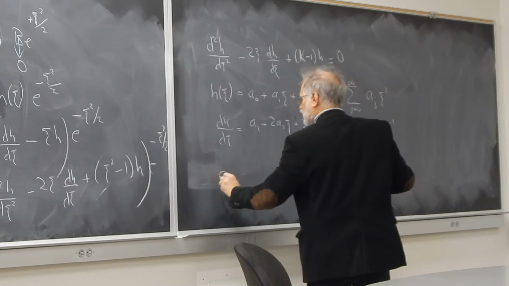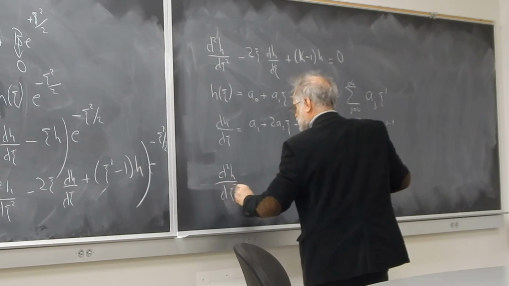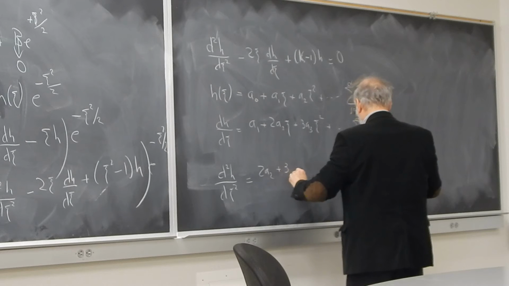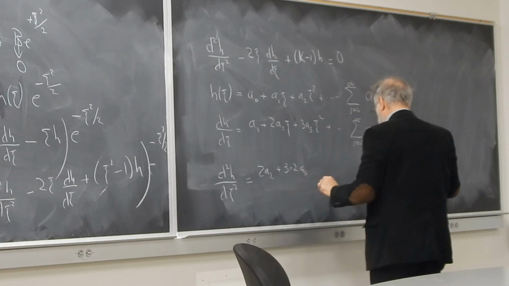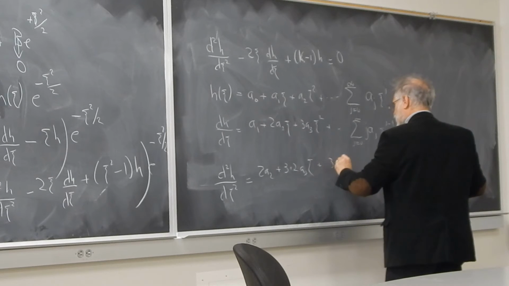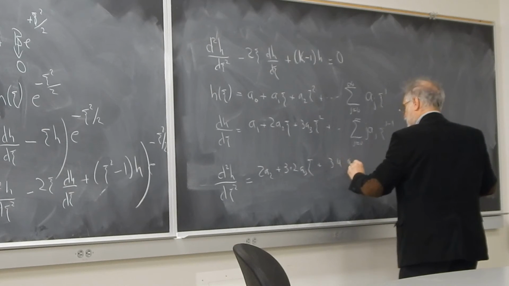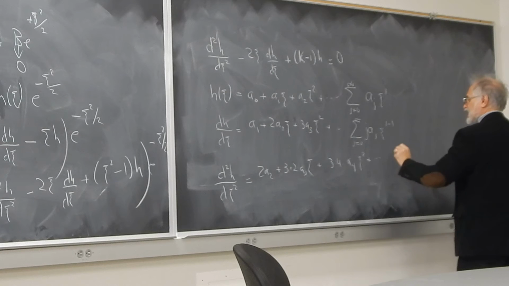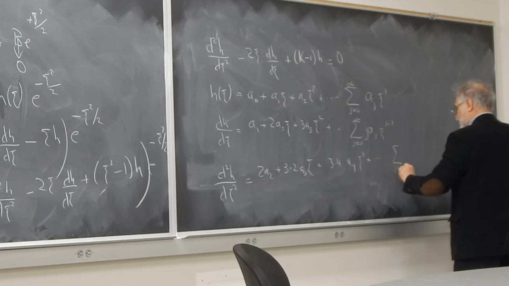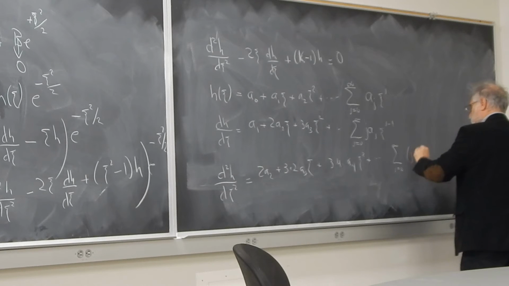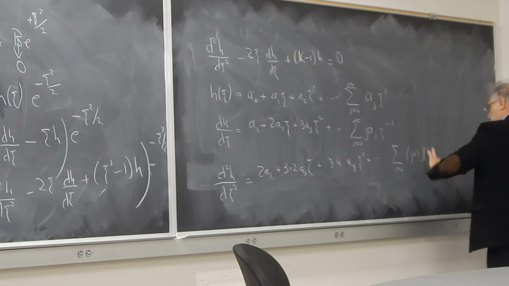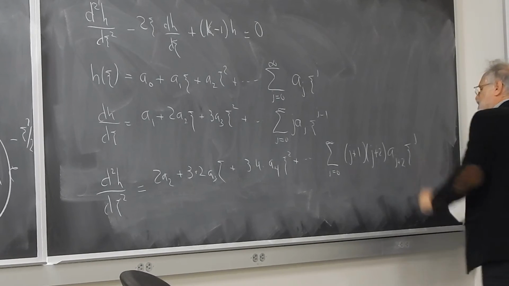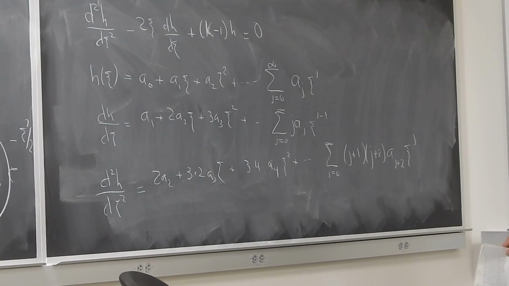My second derivative term, d squared h dc squared, would look something like this. I'm going to get 2a2 plus 3 times 2 a3 c plus 3 times 4 times a4 times c squared and on, such that I end up with a series that looks like the sum from j equals 0 to infinity of j plus 1 times j plus 2, a sub j plus 2, c to the j. Oh boy, what a mess.